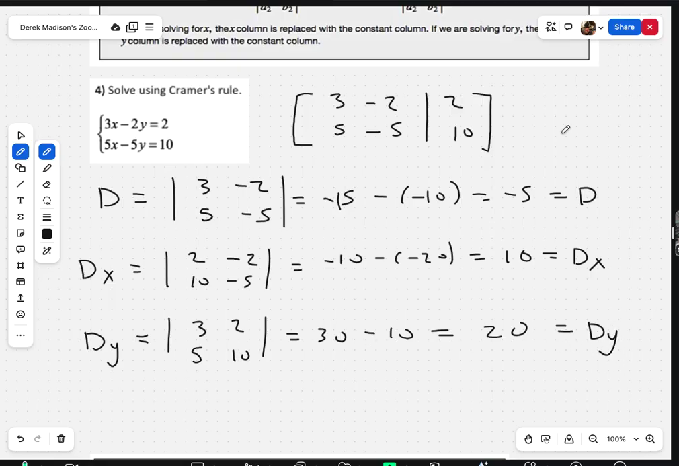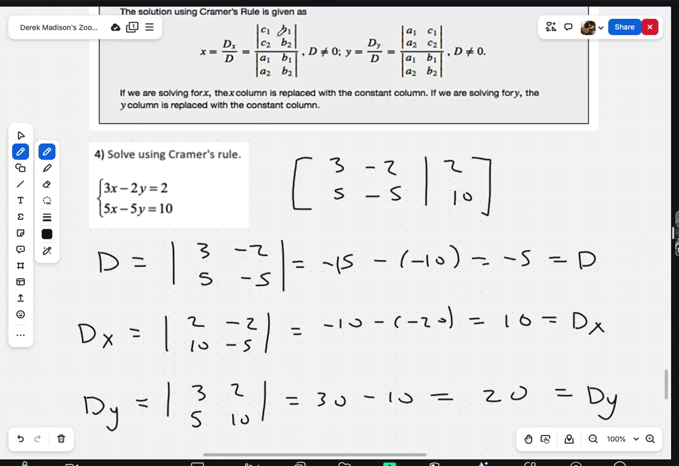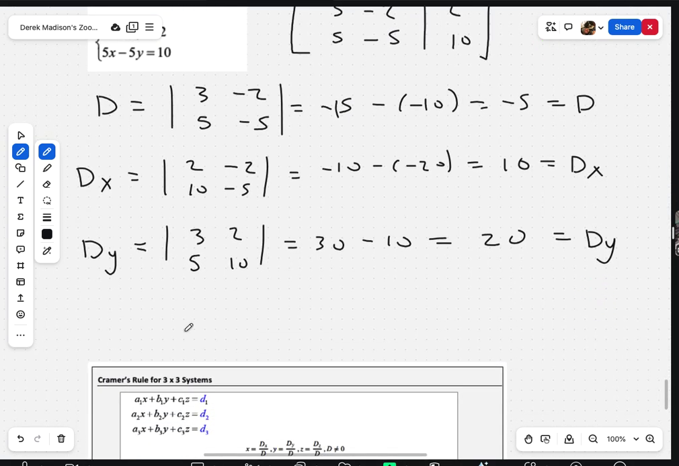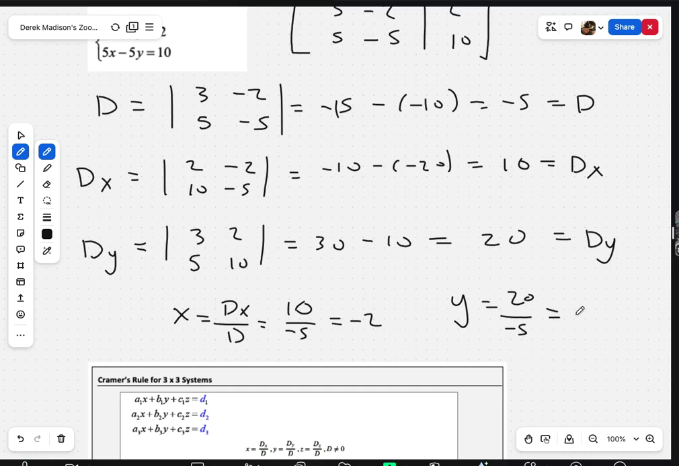And then what Cramer's rule says is, once you find those 3 values, you can take the ratio and solve for x and y. So x is going to be dx over d, and y is going to be dy over d. So here our x would be dx over d, which is 10 over negative 5, or negative 2. And y is dy over d, which would be 20 over negative 5, or negative 4. So our solution set after all that is negative 2 and negative 4.